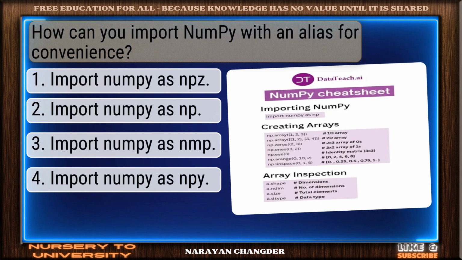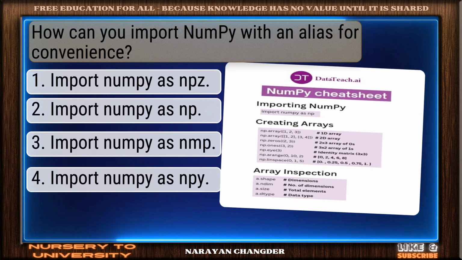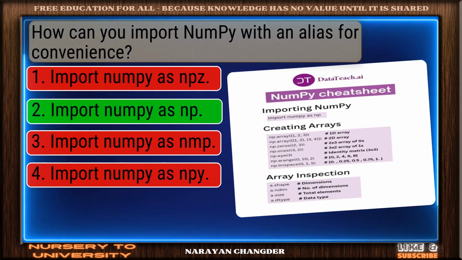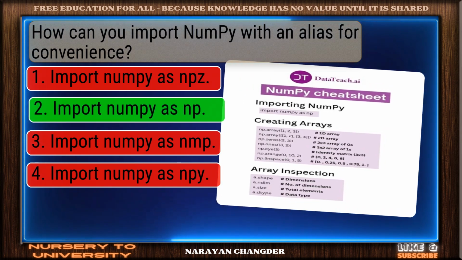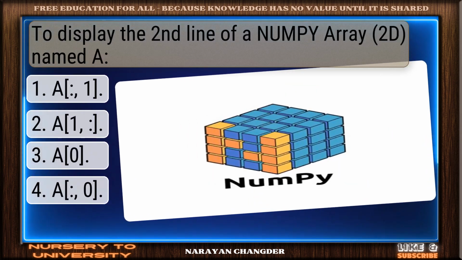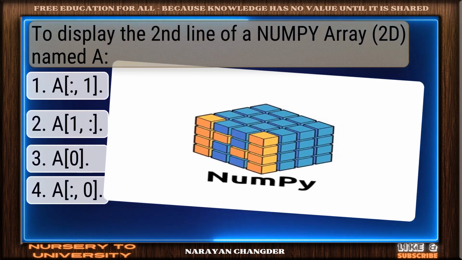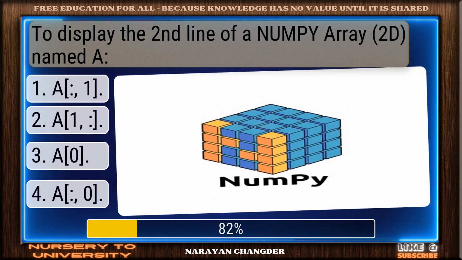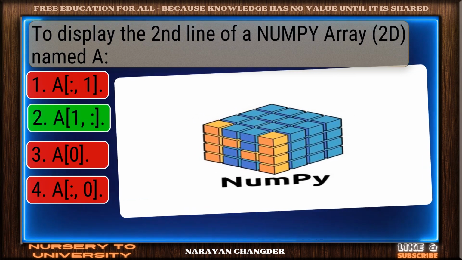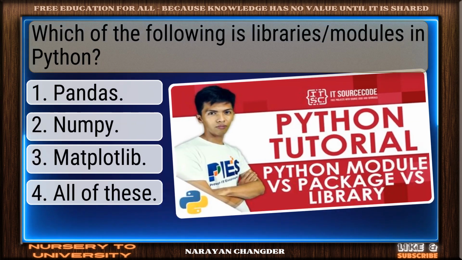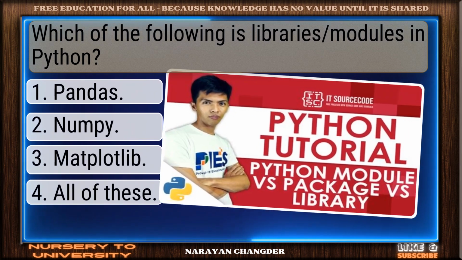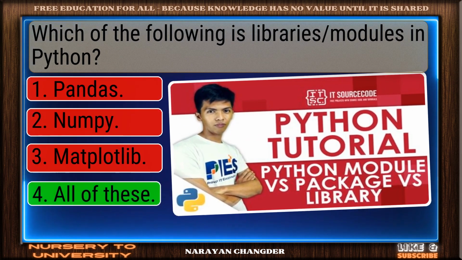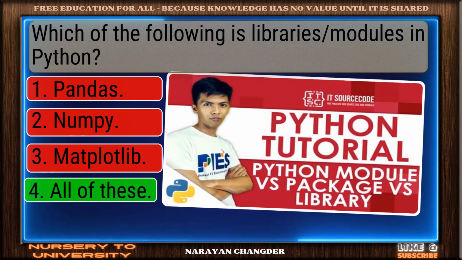Question number 14. How can you import Numpy with an alias for convenience? Good job. Your answer, import numpy as np, works well here. Question number 15. To display the second line of a Numpy array named a. Smart pick. a is the correct choice. Question number 16. Which of the following are libraries or modules in Python? Perfect. All of these is the correct choice.